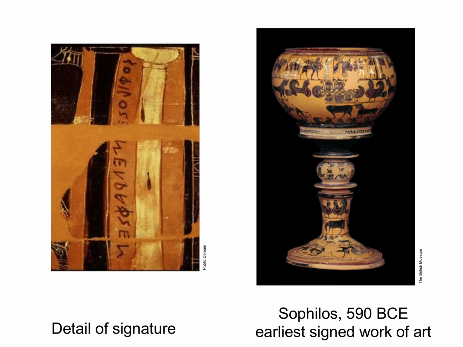The earliest signature in a work of art we have is by Sophilos from 590 BCE, and you have the object on the right and the detail of the signature on the left. So Sophilos was a black figure potter working in Greece at that time, and he is the first artist to ever sign his work.